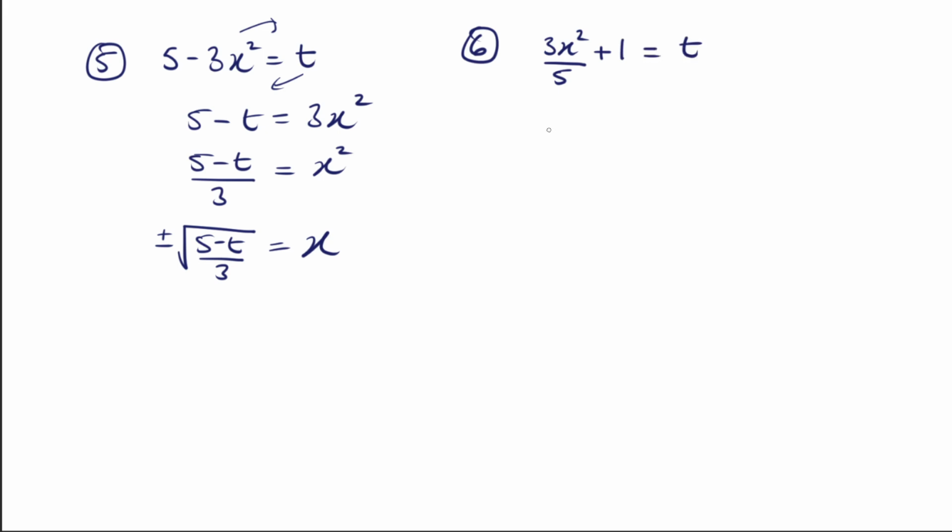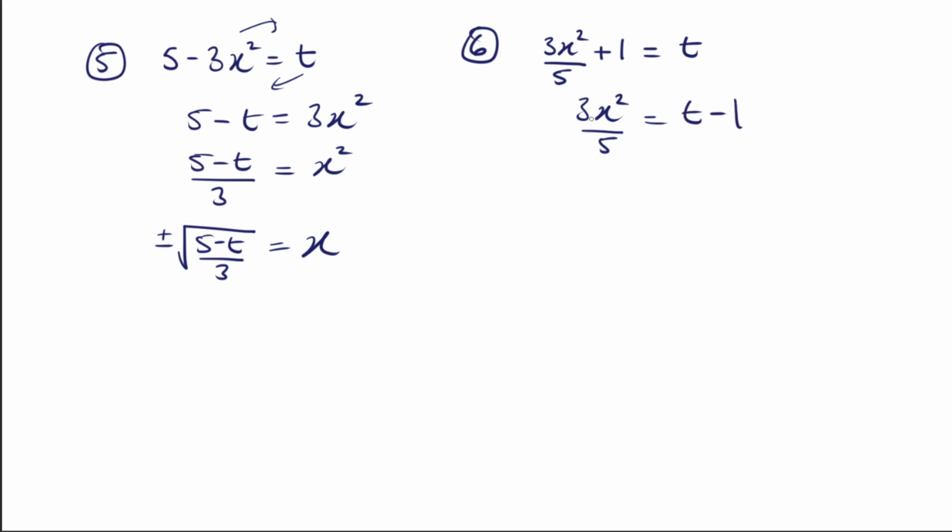Something like this. So we have to think about what we can do to both sides. Can you see that this plus 1 is totally separate? It's been added to everything else on that side. So you can basically subtract 1 from both sides to make that disappear. So we have 3x squared over 5 equals t minus 1.